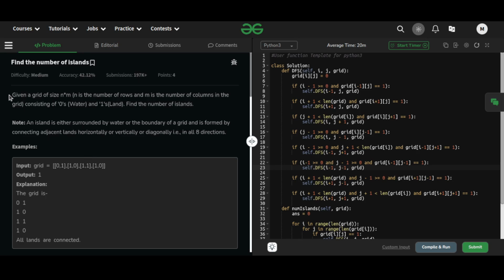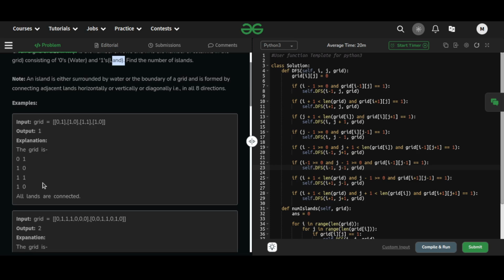The problem statement says: given a grid of size n by m, where n is the number of rows and m is the number of columns, consisting of zeros and ones, where 0 represents water and 1 represents land, find the number of islands. Note, an island is either surrounded by water or the boundary of the grid and is formed by connecting adjacent lands horizontally, vertically, or diagonally, that is, in all 8 directions.